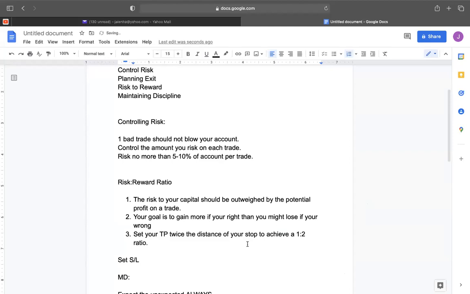Okay, so this one is really important, right? So we're going to set our target, where we want to take profits, at twice the distance of your stop to achieve at least 1 to 2, right? So what I mean by this is, let's say that you're getting into a trade. You want to set your price target, or where you're going to take profit.